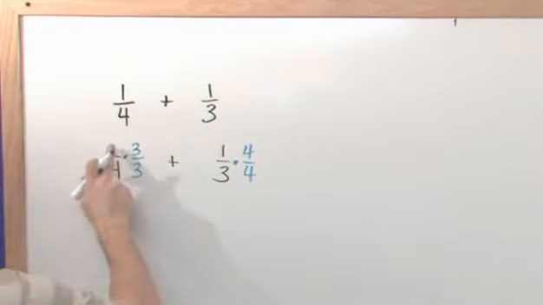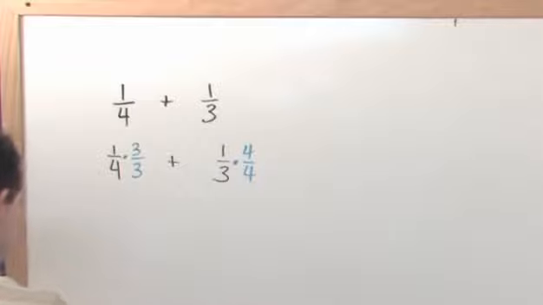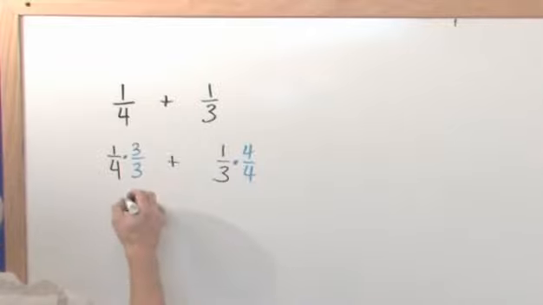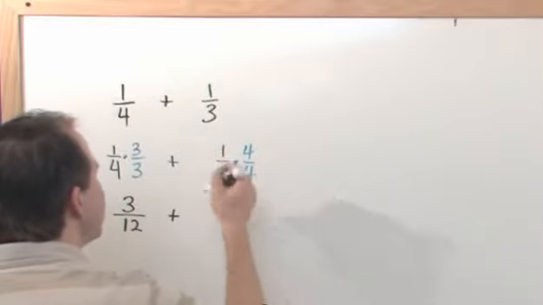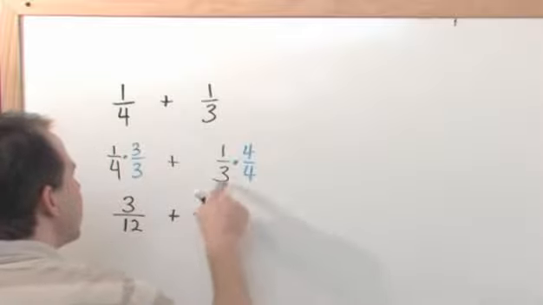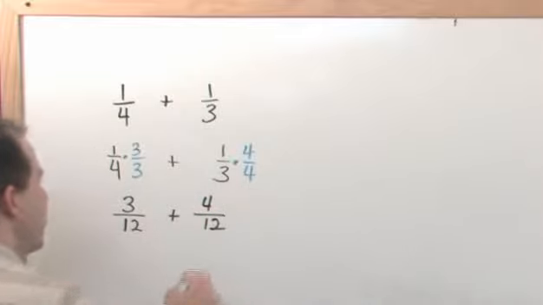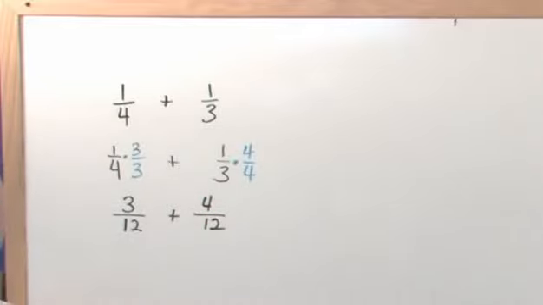All you do to multiply this is you say 1 times 3 gives me 3. And on the bottom, 4 times 3 gives me 12. And I'm adding it to this over here, which is 1 times 4 gives me 4 over 3 times 4 gives me 12. So now you can see why I did it. Because I want the bottom numbers to be the same. I don't care what number it is, okay? I just need them to be the same because you cannot add fractions unless the bottom number is the same.